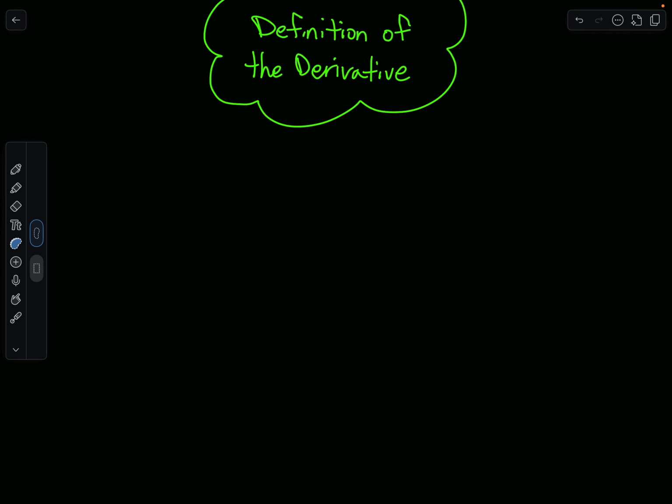So we know how to measure average change, average speed, average growth, average slope. But calculus asks a harder question. What's happening at a single instant in time? So let's look at an example.